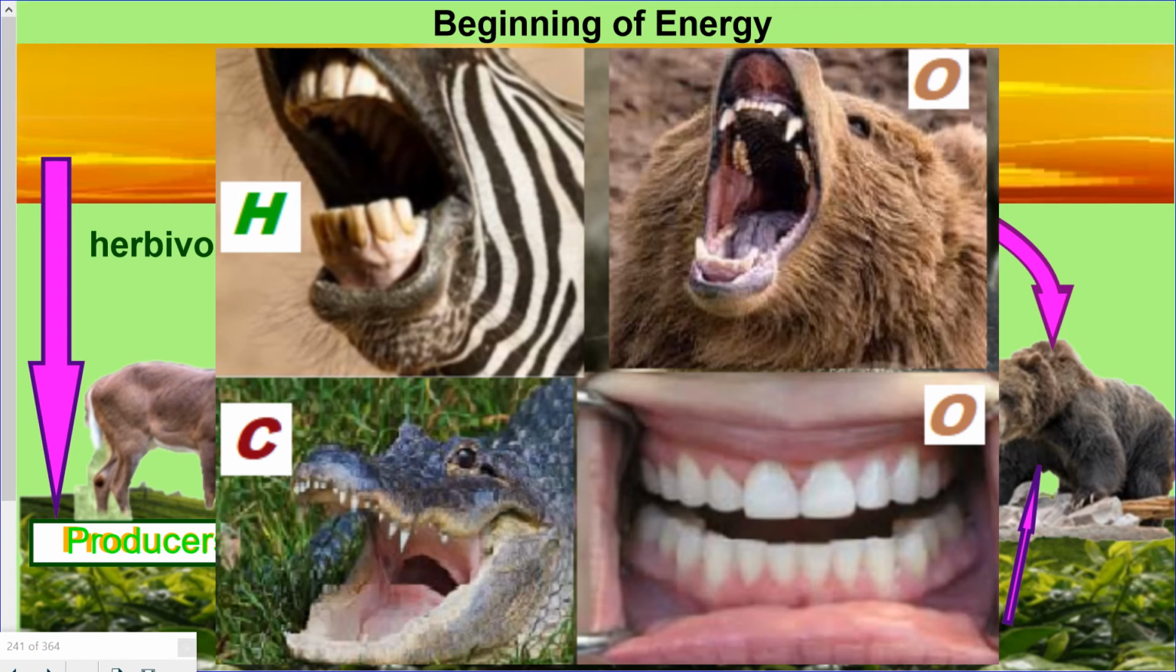But the carnivores, like the alligator, has all canine teeth. It's designed to grab, chomp, and then begin to tear their food up. While the zebra, the herbivores, they just have all molars because they're there to sit there and eat all the different types of grasses and plants and grind it up.